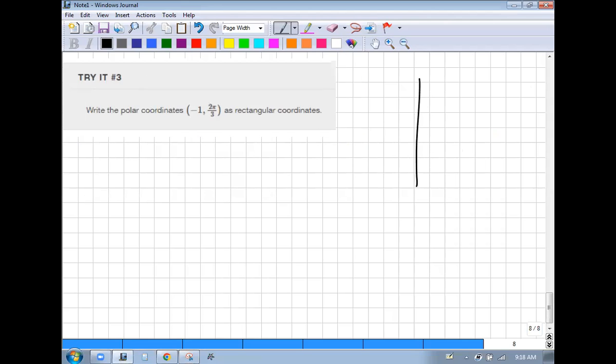All right, so let's see. 2 pi over 3 would be over here. So we want to go at distance -1. So that means we've got to go over here. Distance 1. Boom. Well, what would that be in rectangular? Well, we know our unit circle, right? We're distance 1 from the origin. We're on the unit circle. This would be, what, -pi over 3?